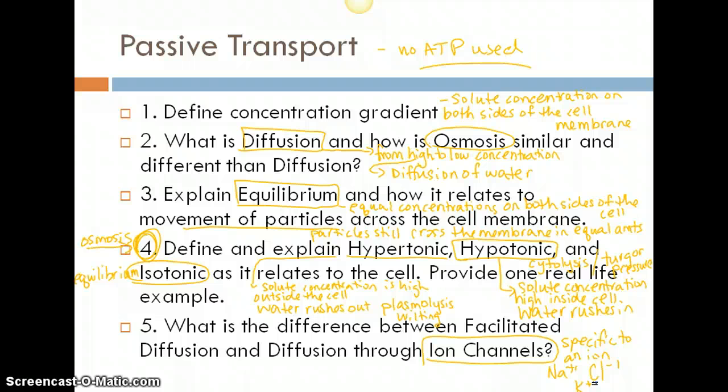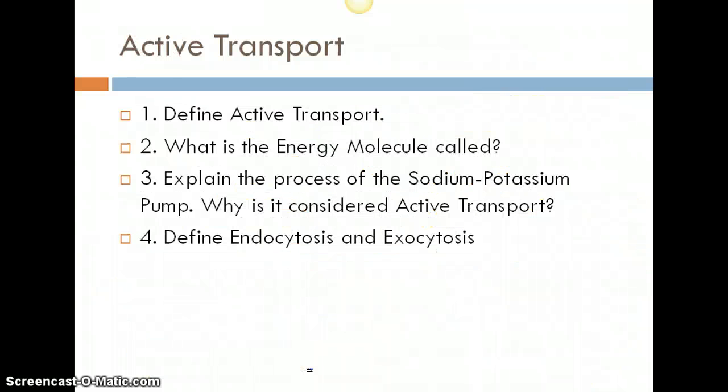And then facilitated diffusion, this one here, we'll bring that down here. Facilitated diffusion is specific to a type of molecule. Again, still from high to low concentration, but just specific to something that can cross through. It's like going through that crosswalk. They have to be able to cross, but they can't do it on their own, so they get help by going through a protein.